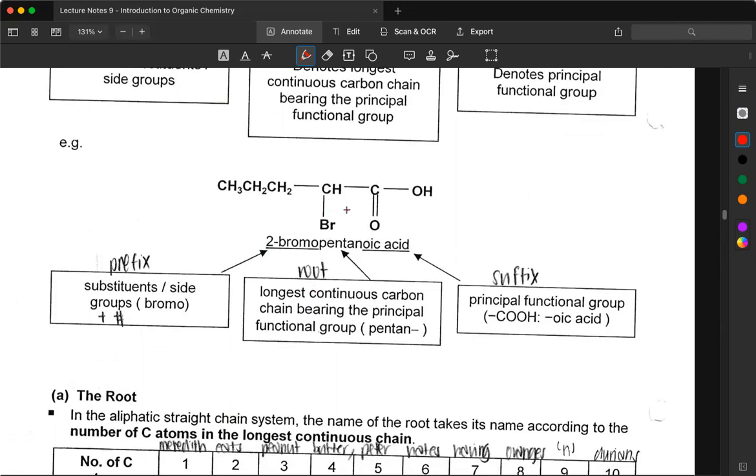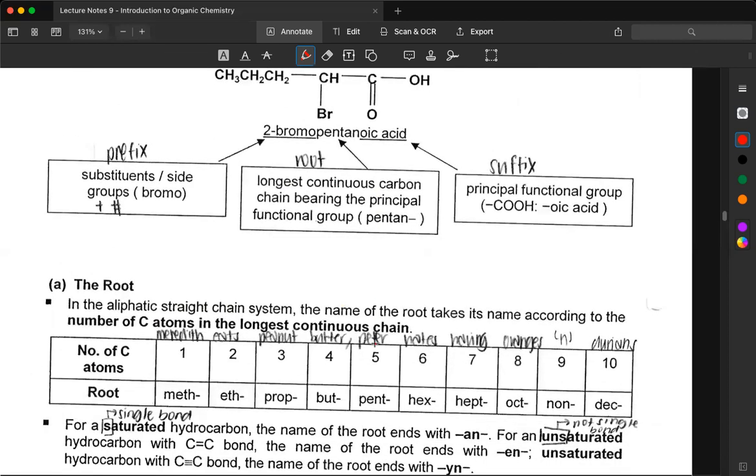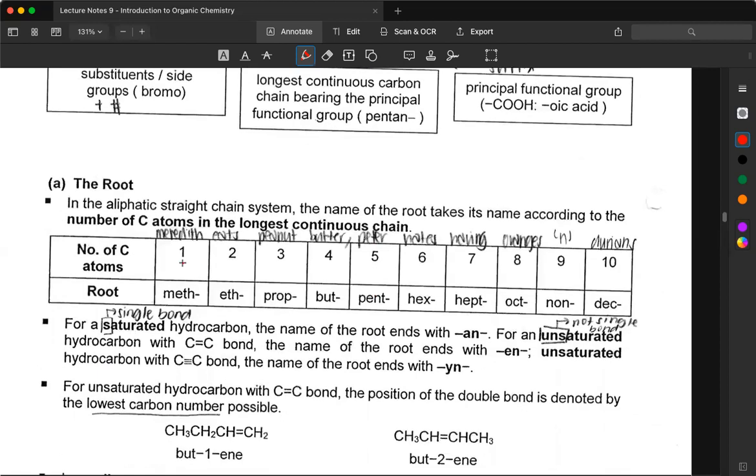So the 2 refers to the position of the bromo, which is bonded to the second carbon. The longest continuous carbon chain will tell you how many carbon atoms are in that chain. And the principal functional group will tell you the main functional group. Now, in the aliphatic straight chain system, the root takes its name according to the number of carbon atoms in the longest continuous chain, like this.